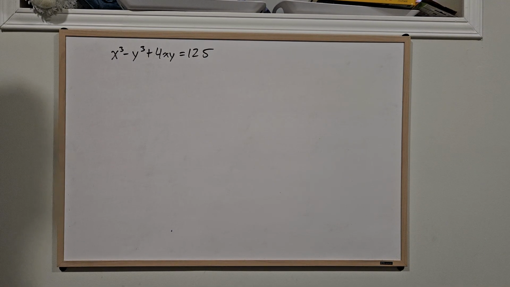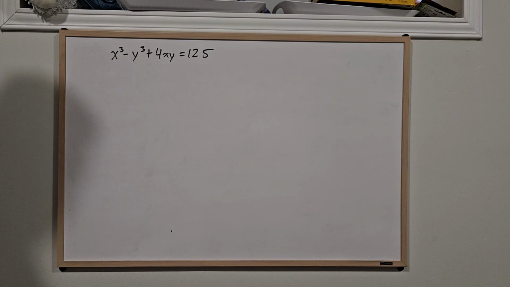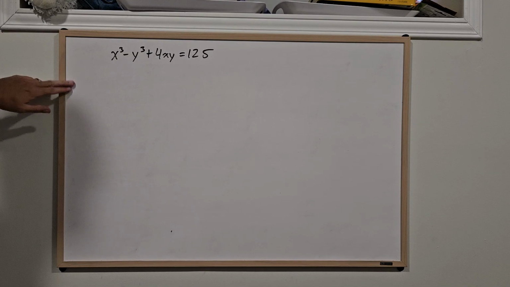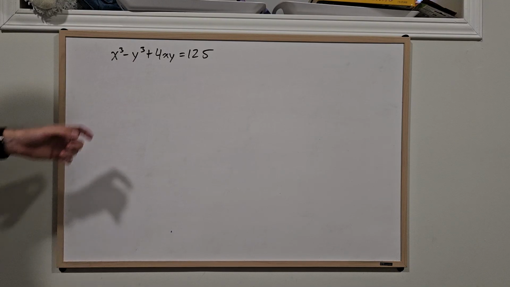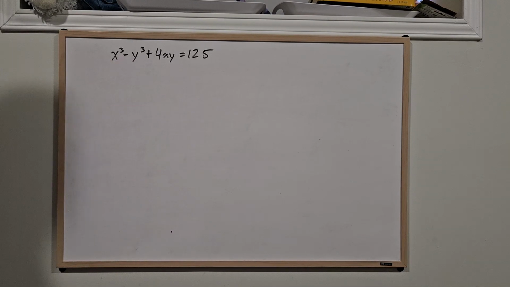Today we will be tackling an implicit differentiation question. I know this is everyone's favorite at this moment in time, but hey, it's a skill, you've got to learn it, it's very useful, and here we go, let's tackle it. So we have x cubed minus y cubed plus 4xy is equal to 125.